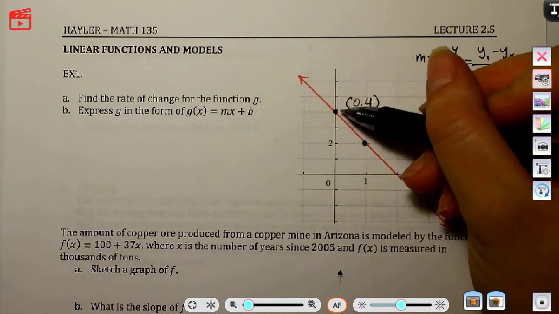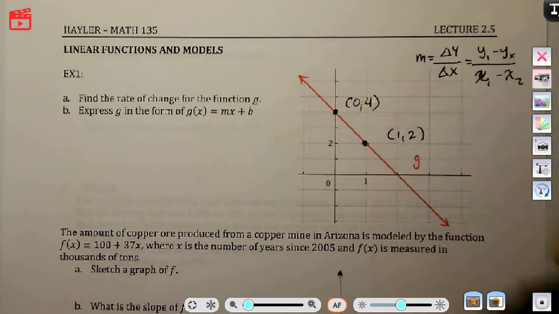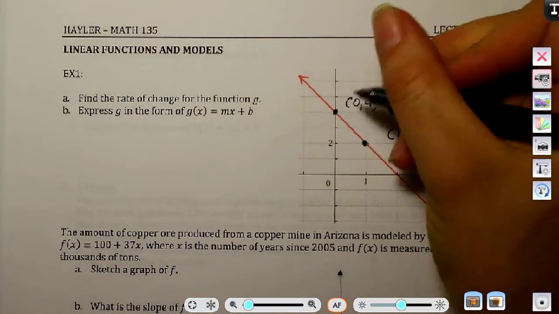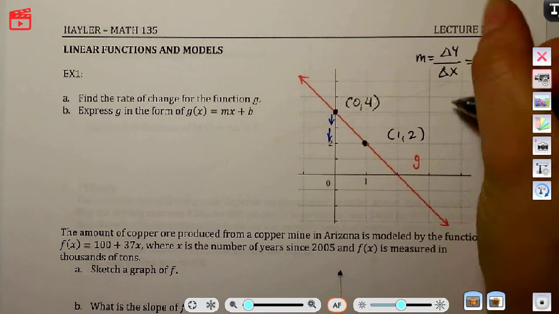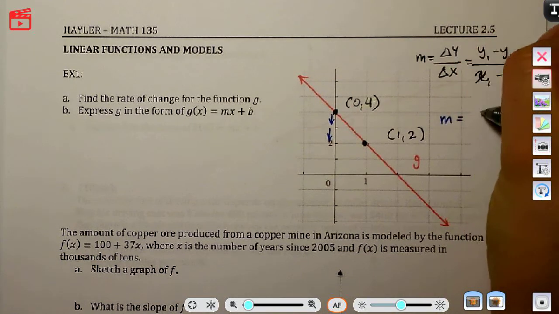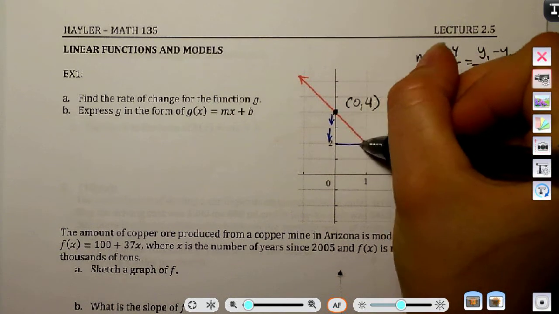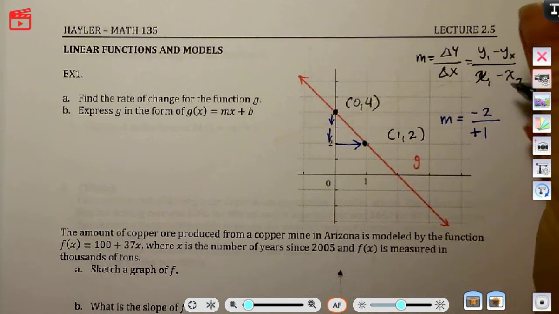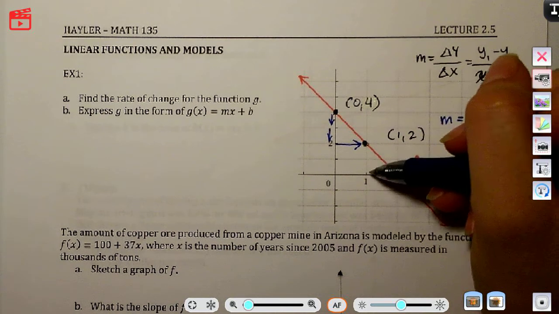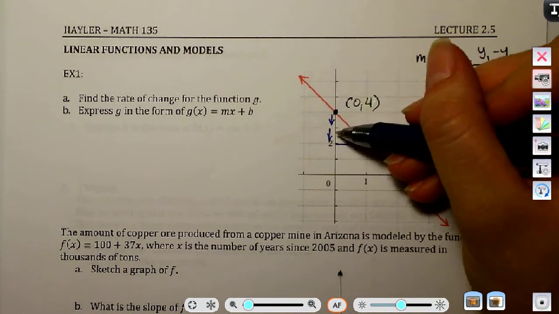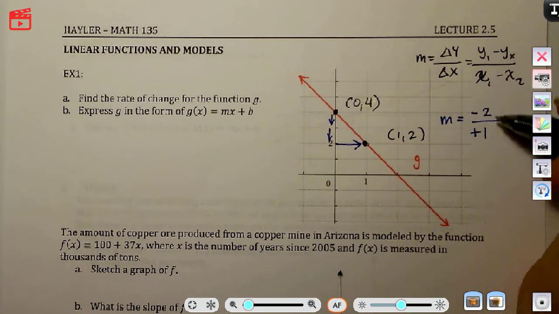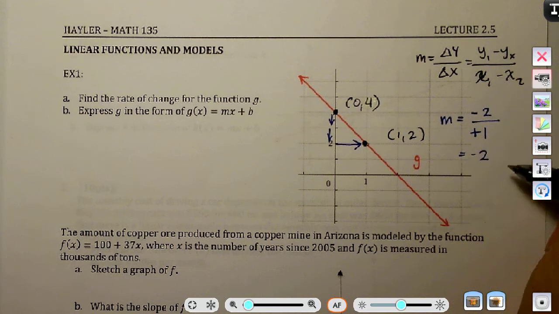Okay, so starting from this point, how many do I have to go down? Let me get a different color here. 1, 2 down. So for my slope, we're going down 2, and then we go right 1, so positive 1. This one is weird because our changes are not consistent on this graph, so be careful when you're counting. We could simplify that into just negative 2. So my rate of change for this function g is negative 2.